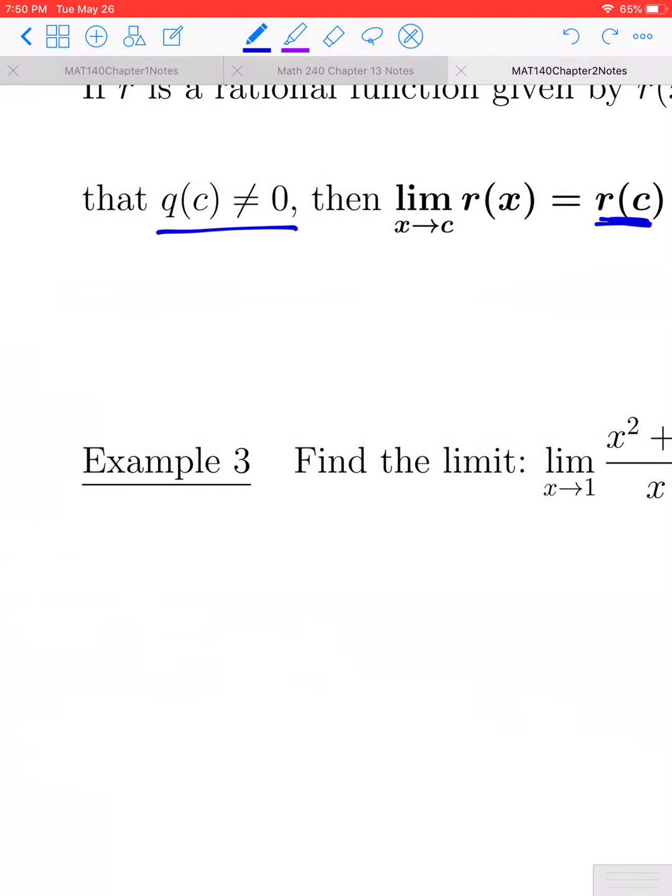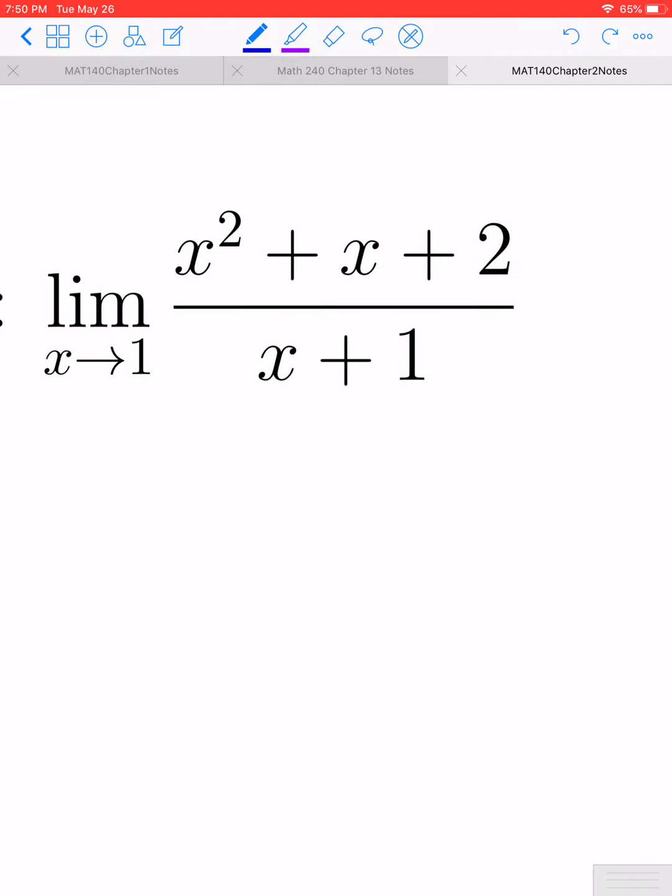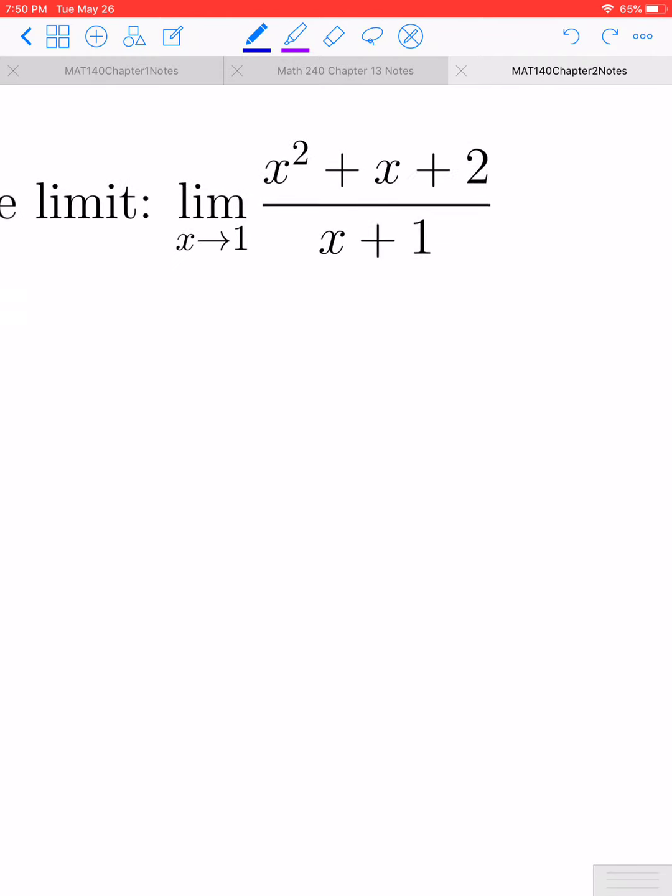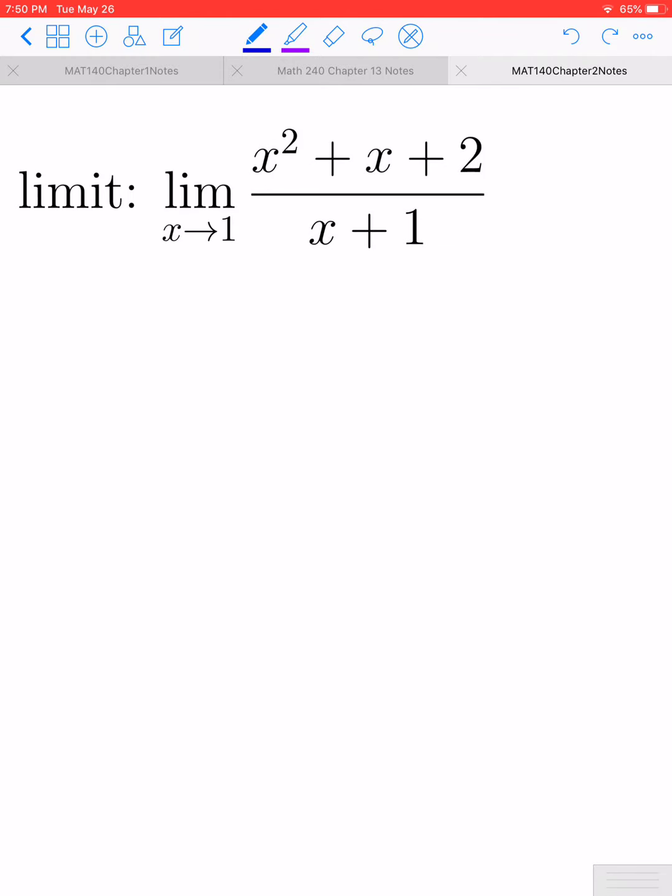Let's take a look at example 3. We're asked to find the limit of this rational function, the limit as x approaches 1 of x squared plus x plus 2 divided by x plus 1. This is a rational function. x is approaching positive 1, and we notice that positive 1 will not make the denominator 0. So according to our previous limit result, we can find this limit via direct substitution.